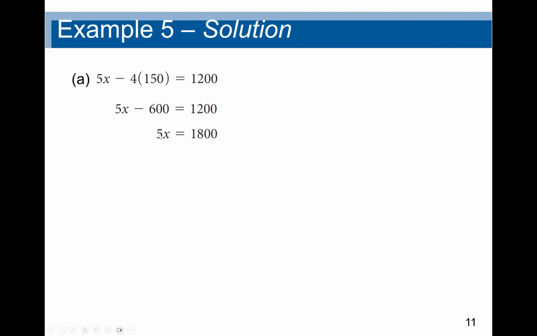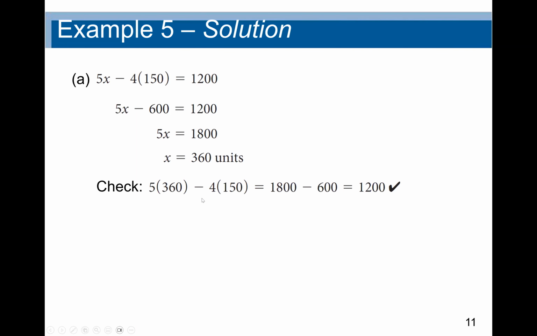Next, we can cancel 5 by dividing both sides by 5. So 1800 divided by 5 will give us 360. So A means we need to sell 360 units. And we can substitute the 360 into our original equation, and here we find the left side is 1200, equal to the right side, 1200.